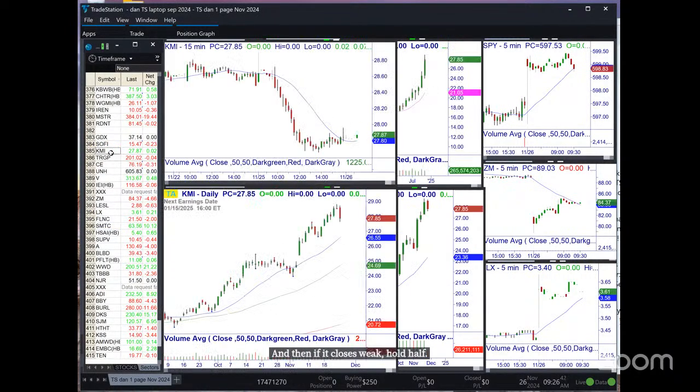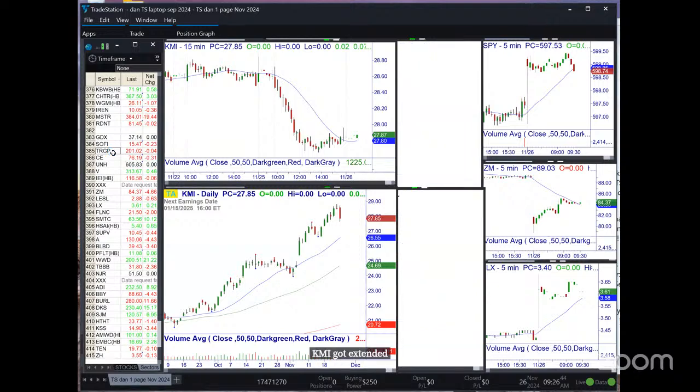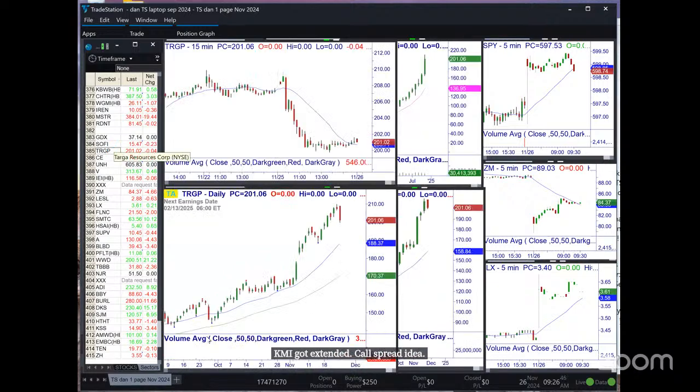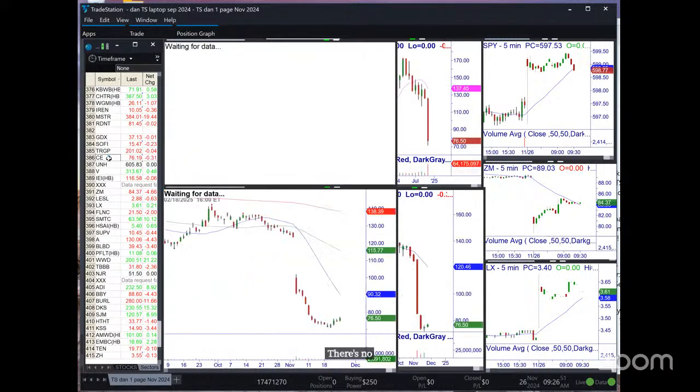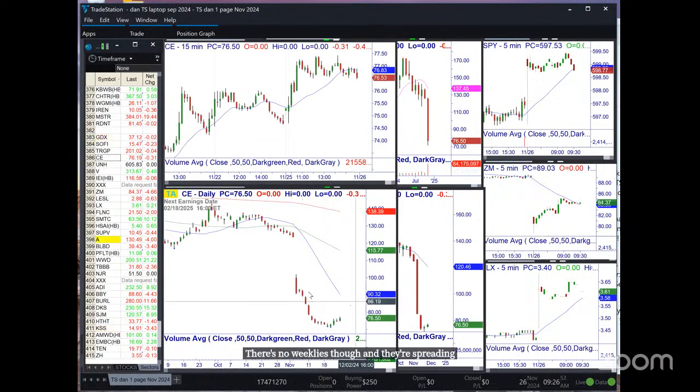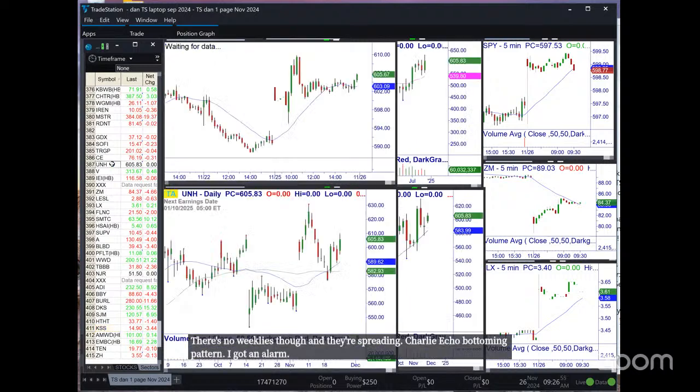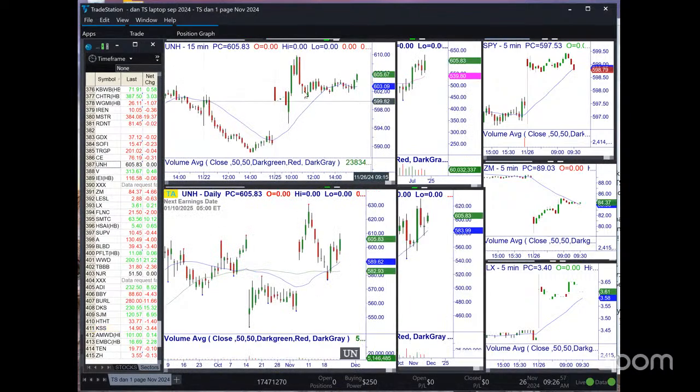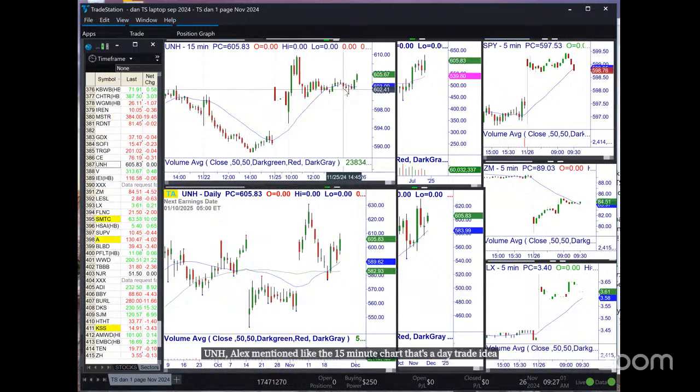And KMI got extended, call spread idea. This oil got extended. There's no weeklies though, and they're spreading. Charlie Echo, bottoming pattern. I got an alarm. UNH, Alex mentioned liking the 15-minute chart. That's a day trade idea. If it opens flattish or down a little, preferably, then I like it over this closing bar.